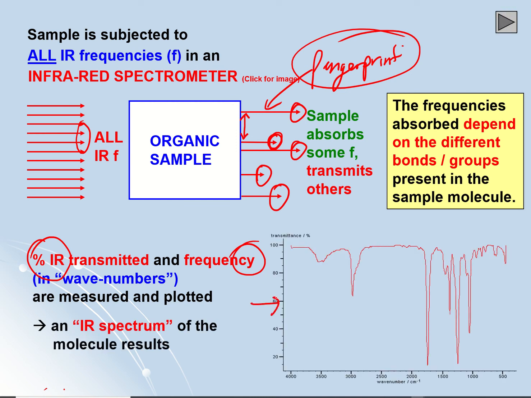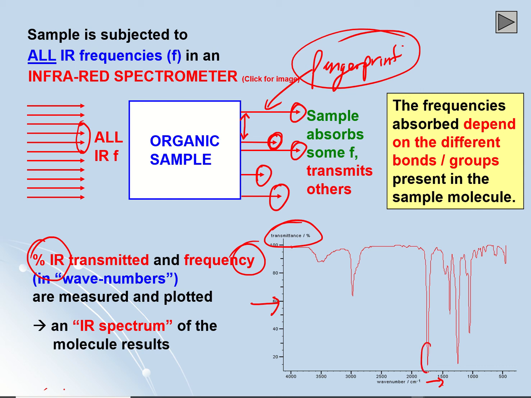This is the type of trace that we will get. We have the percentage transmittance of the infrared radiation, and we have the wave number. The wave number is basically related to the frequency of that infrared radiation. We don't need to worry too much about it, but we will pretty much treat it as the frequency of that infrared radiation.